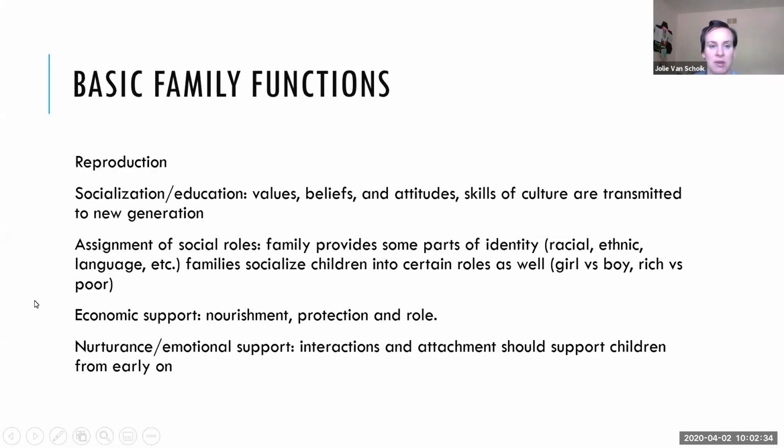So some basic family functions are reproduction. So having children, adopting or fostering or having them yourselves. Socialization or education, so what are our values, beliefs, and attitudes, or our skills? That typically comes from your culture, and that's transmitted to a new generation. How you understand social roles, so what you do or don't do. So social roles in a family might come from your race, from your ethnicity, from the language that you have, and from your culture as well.